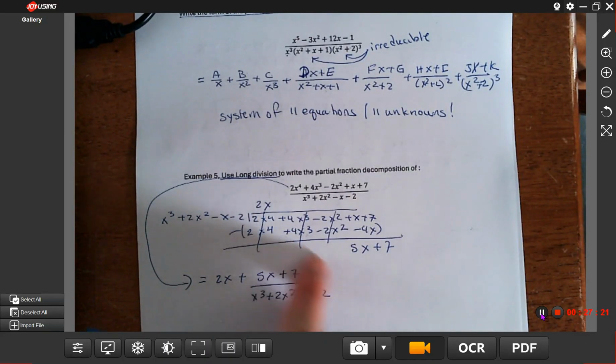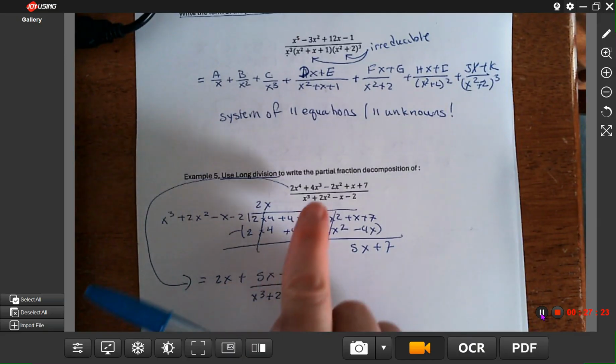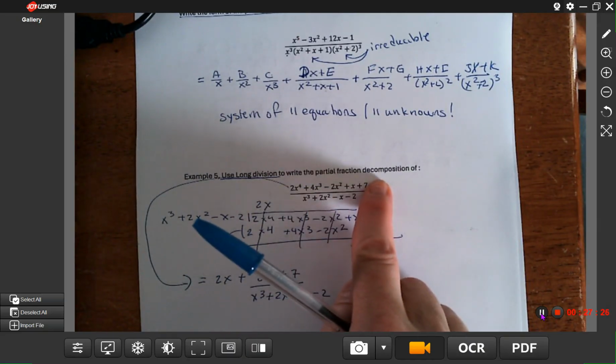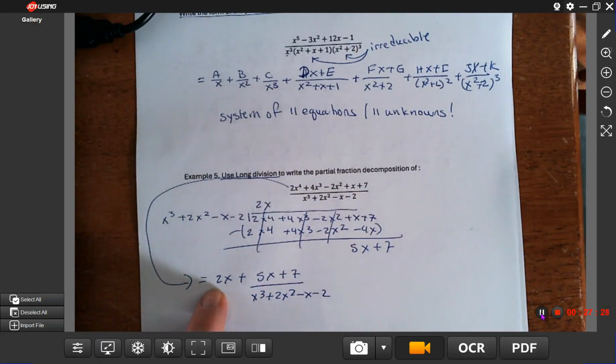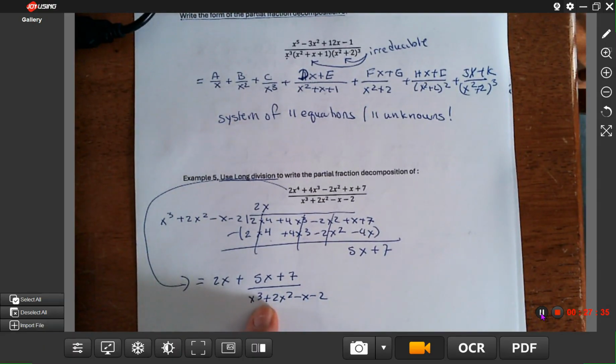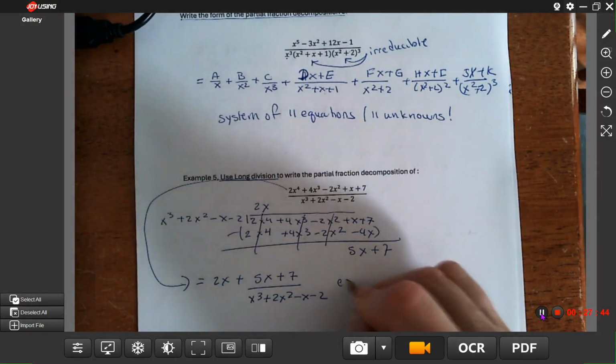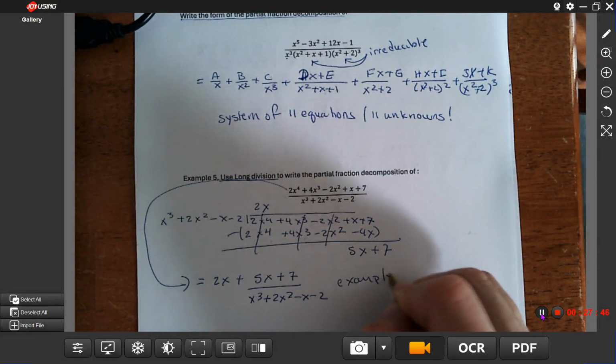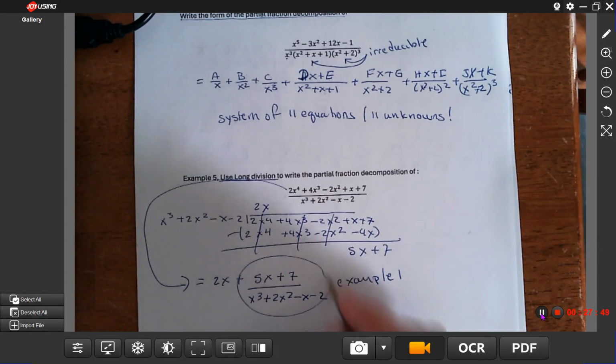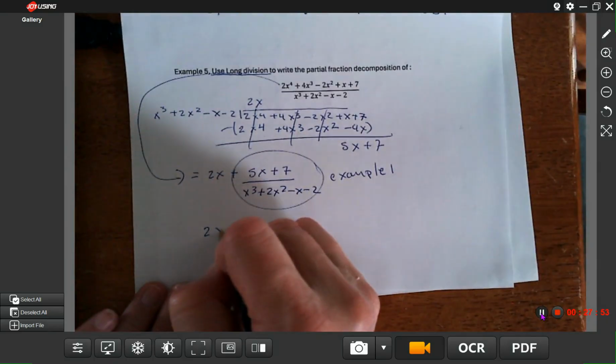So now what I need to do is the partial decomposition of this expression, because that was a big mess, right? But this is simplified because we took out that term that's a 2x. So we should have to do this. But notice that we did this problem on the first page. So this is example 1, just this part of it. So we did that already. So we know what that answer is.